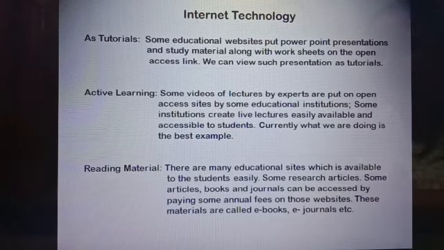After learning about these websites, we need to have active learning. That means whatever we have learned in the tutorial, the same thing can be implemented or practically done in the learning process. That we call active learning.